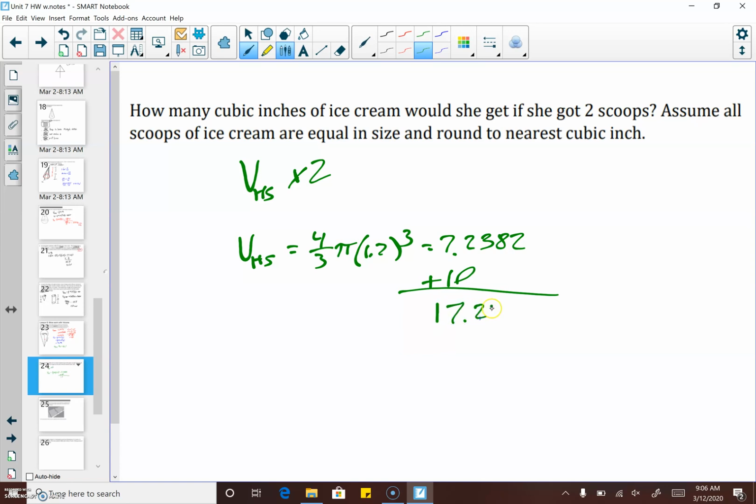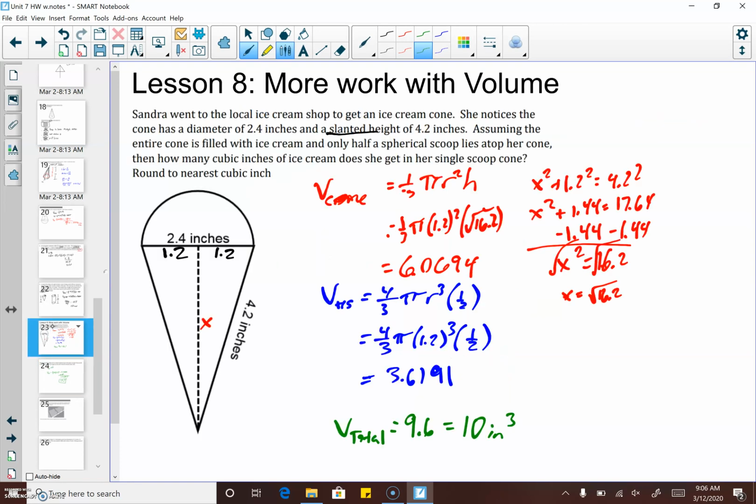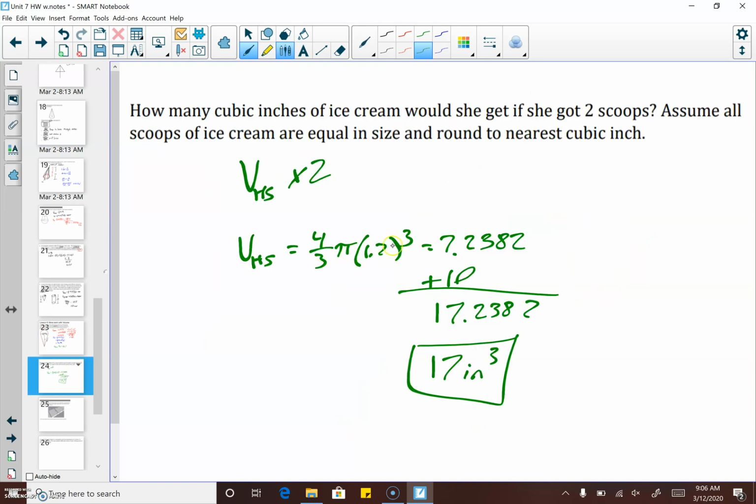So if we add that to the 10 that was already in the ice cream cone, we are going to end up with 17.2382, which is 17 cubic inches of ice cream. So what we did was, again, we took the hemisphere and we said, all right, well, a full sphere will be an additional scoop. So we did the same thing without the 1/2 to find out that each scoop has a volume of 7.2382. We added it to the 10 that was already in the cone and got 17 cubic inches of ice cream in 2 scoops.